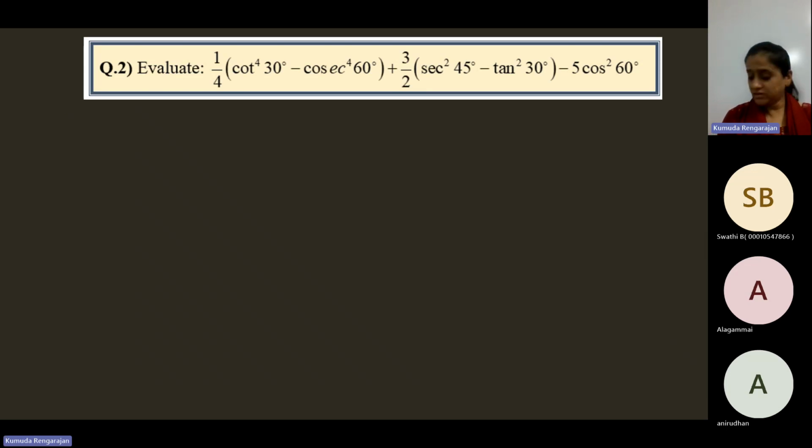So this one, evaluate. This you can do because you just have to substitute the values from the table. Now if you finished the earlier one, then you can do this. Do that one. Evaluate. Just write the values from the table and simplify.